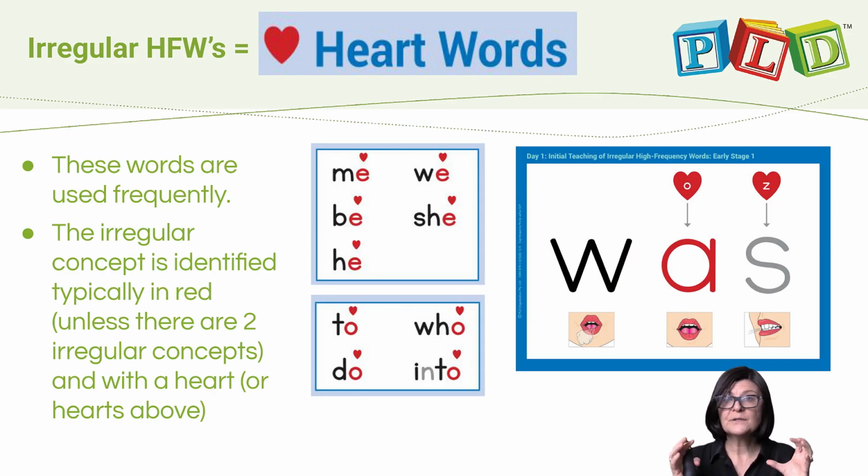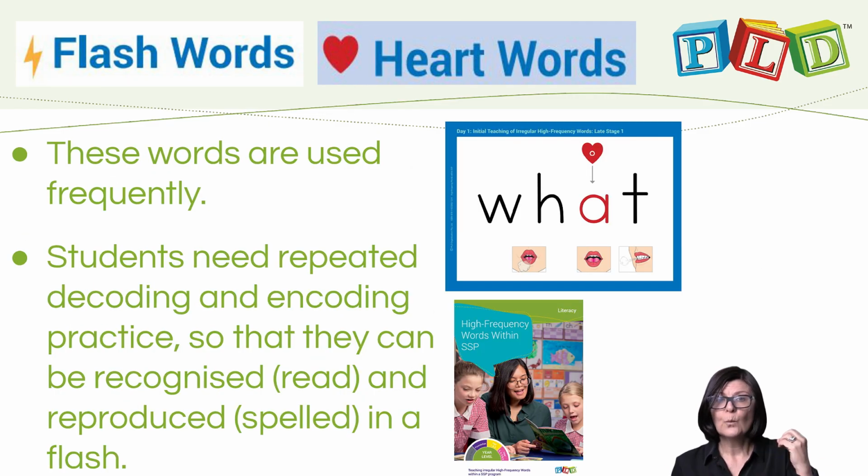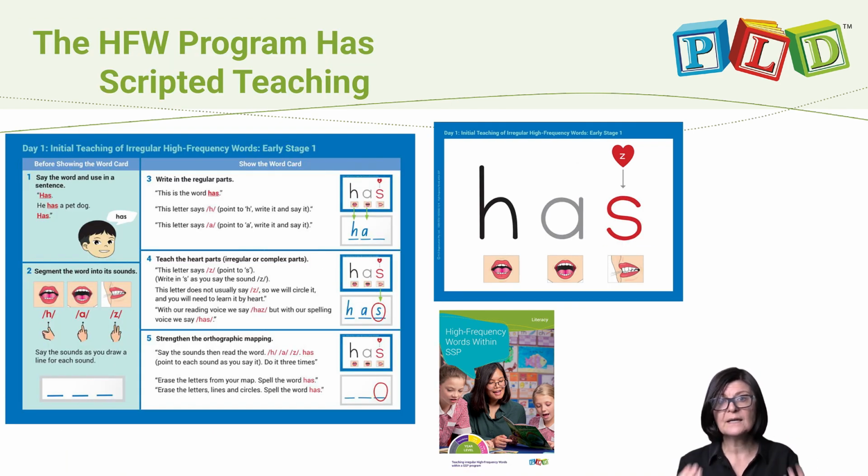With those heart words, they need to be grouped together. So we're teaching like words together, which doesn't happen when schools have a mixed list of words. Whether the words are regular or they're irregular, they need regular decoding and encoding practice. And the gold standard approach here is speech to print. The word is has. What are the sounds? What are the phonemes? What are the sounds in has? Her, as, there's 3. So we're going to draw 3 lines.